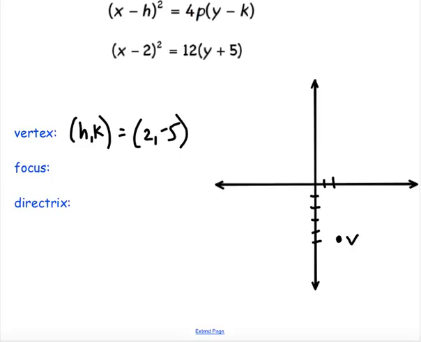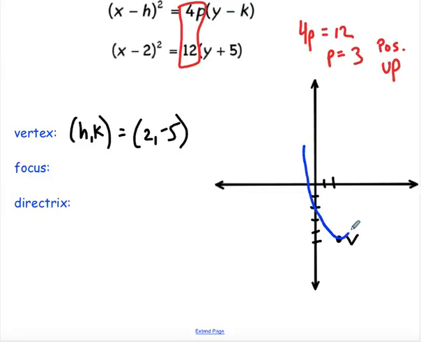All right, then we're going to focus on p. So right here, we can see that 4p equals 12. So therefore, p has to equal 3. And since it's positive, that means that our graph is going to open up. So right now, what I'm going to do is just graph a parabola opening up from that vertex. We're not going to worry about the x-intercepts. We're not going to worry about how skinny or wide it is. Just draw any U-shape through that vertex.